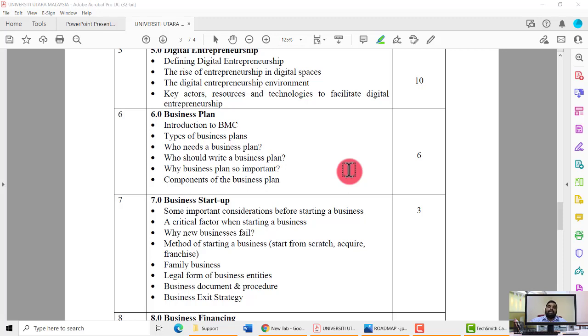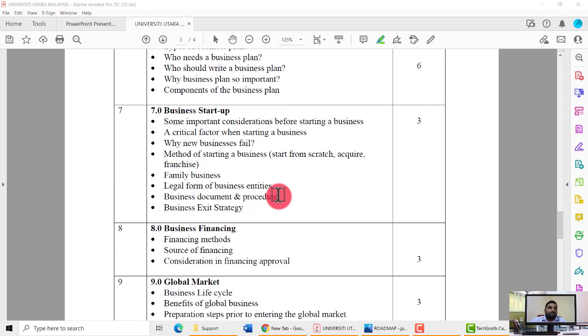You will learn this in this class, and also you will learn the types of business plan and who needs a business plan, who should write a business plan. Anyone can write a business plan, but normally entrepreneurs and new startup companies will write one because a business plan is a reference for them. And why a business plan is so important, and also the components of the business plan. There are so many components, so I will detail out everything during teaching and learning in the classroom.